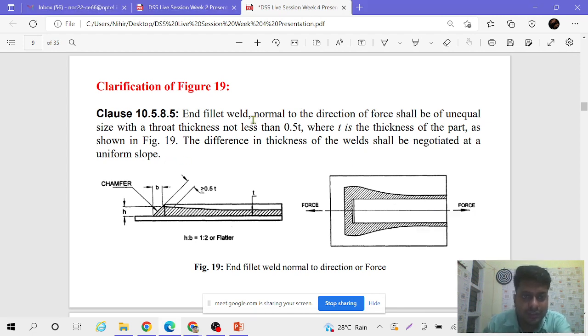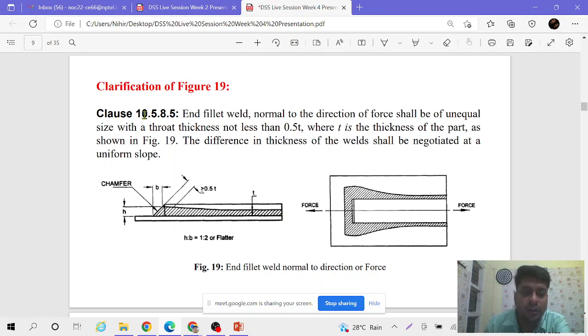So is there a student present who asked this doubt in the discussion forum? Yes, sir. What is your name? Shivam, sir. Okay, Shivam. So this is a very good question. You have asked a very good question. So let us see, you have asked me to clarify this figure.